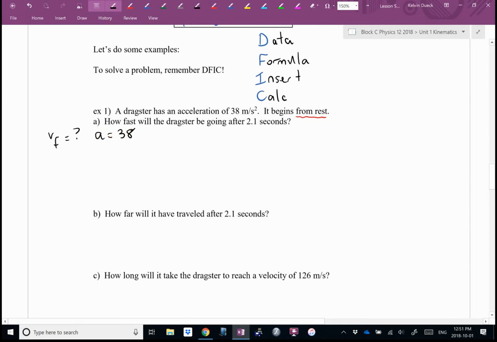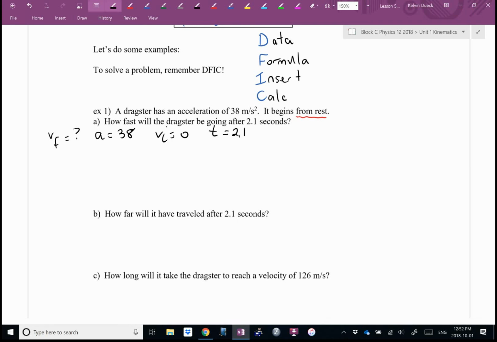Sam, from rest, what's that tell me? VI is 0. What's that 2.1? I'm looking for an equation that has a VF, an A, a VI, and a T in it. There is one. Gabe is technically correct, but he wasted my time. I did it again!